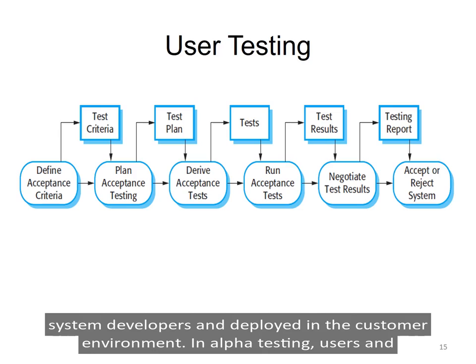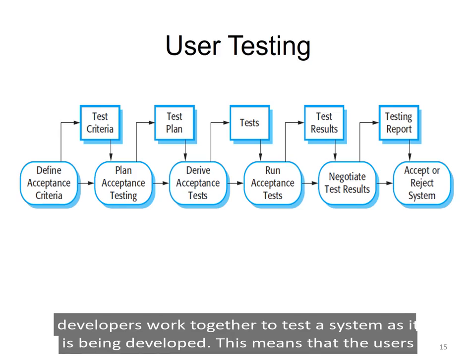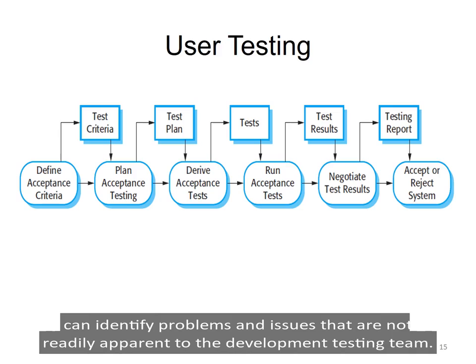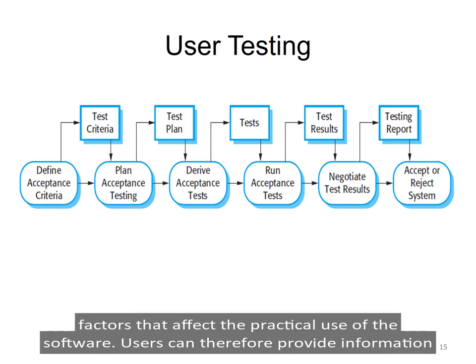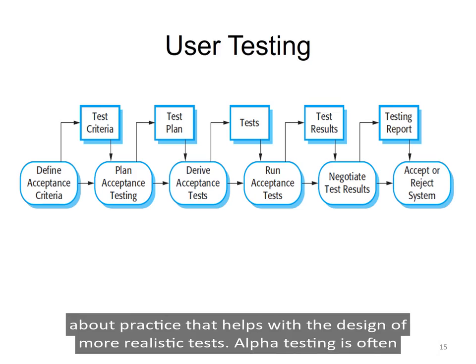In alpha testing, users and developers work together to test a system as it is being developed. This means that the users can identify problems and issues that are not readily apparent to the development testing team. Developers can only really work from the requirements, but these often do not reflect other factors that affect the practical use of the software. Users can therefore provide information about practice that helps with the design of more realistic tests.